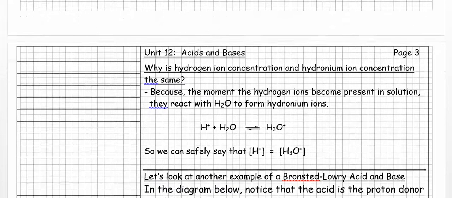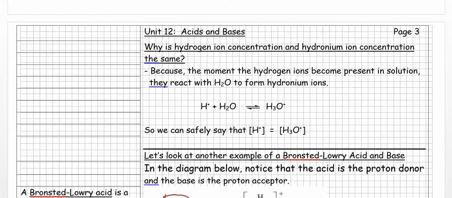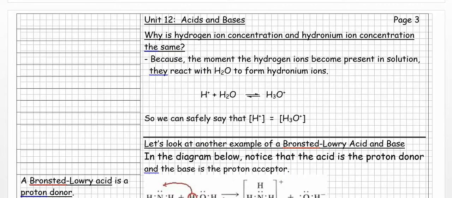Why are the hydrogen ion concentration and hydronium ion concentration the same? Here's why. Because the moment the hydrogen ion becomes present, because we said that an acid donates protons, but to what? It donates protons to a solution that has water in it, right? Water's everywhere. Water's always present. So the moment the hydrogen ion gets into the water, the water grabs it, and it becomes a hydronium ion. So there's no such thing as free hydrogen ions running around for the most part.